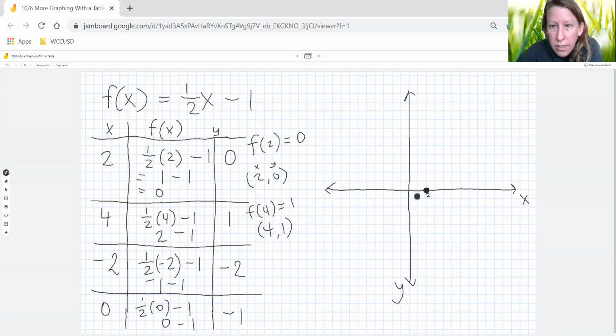Then we have a point 4, 1. That 4 is for the x, so 1, 2, 3, 4 is right here. And then I have a y that is 1. This is the y line, here's y equals 1. So if I want to know where this point 4, 1 is, I have 1 for the y and 4 for the x, so the point is right here.